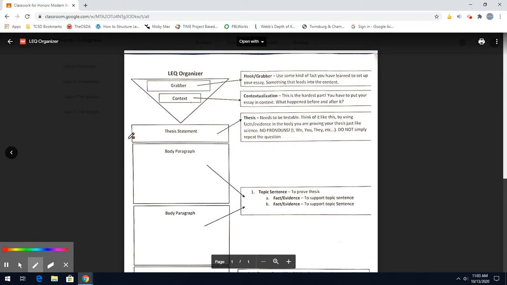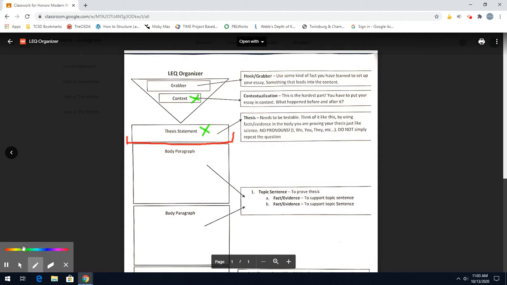And your first paragraph is going to be made up of this section right here, which will be your intro paragraph, including a grabber, your contextualization, your thesis statement. So this here, the context and the thesis statement, are both a point on the rubric. So you have to include both these things to be able to get your point.